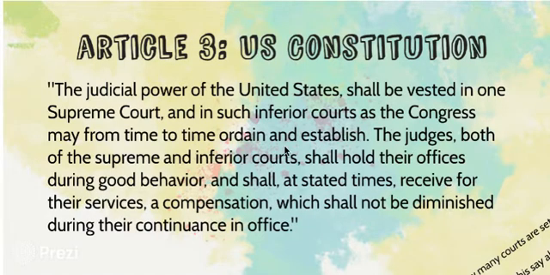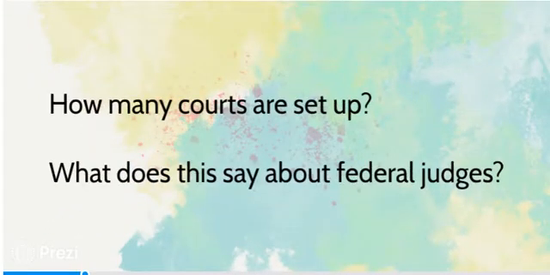All right, so the judges, skip ahead, shall hold their offices, aka keep their job, during good behavior, so don't break a law, and shall receive for their services a compensation which shall not be diminished. Okay, so they will get a paycheck for their services interpreting the law, which cannot be diminished. They cannot get a pay cut. Nowhere in here does it say anything about qualifications. There are none. Okay, so how many courts are set up? And what does it say about federal judges? Hope you can answer this question.